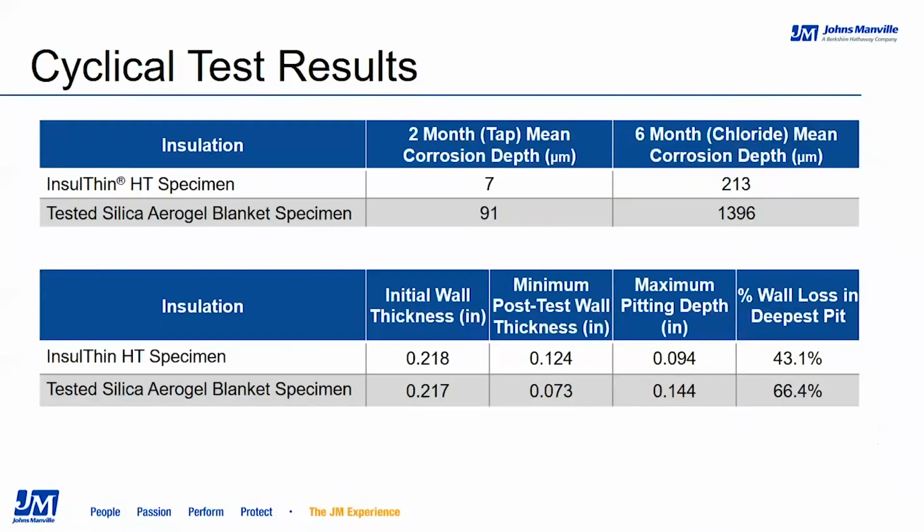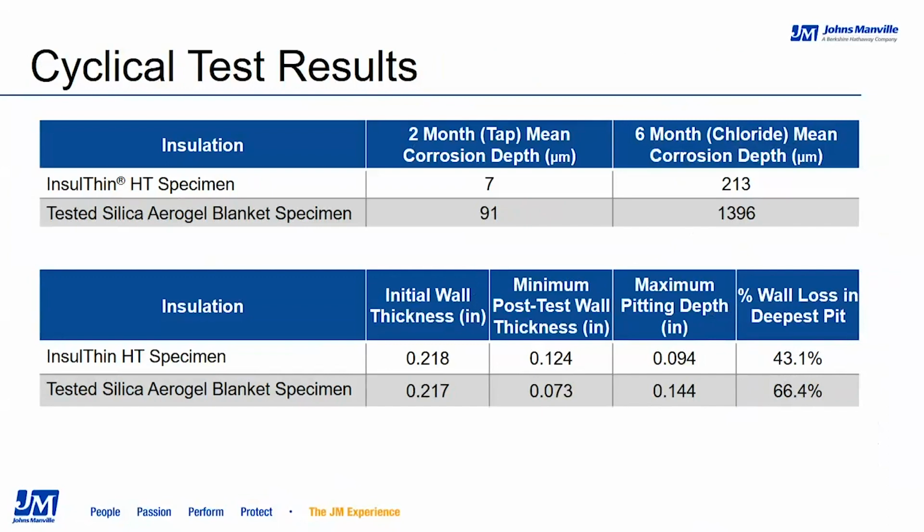After the tests were complete, the insulations were removed and the pipes were cleaned to remove any corrosion byproduct. In the sweating conditions, researchers found that the corrosion depths and wall loss on the pipes were similar between both products. In the cyclical conditions, however, the products varied substantially, and as you can see in the right column at the top table, the mean corrosion depth of InsulThin HT after 6 months was 213 microns. The tested Silica aerogel blanket had a mean corrosion depth of nearly 1,400 microns.